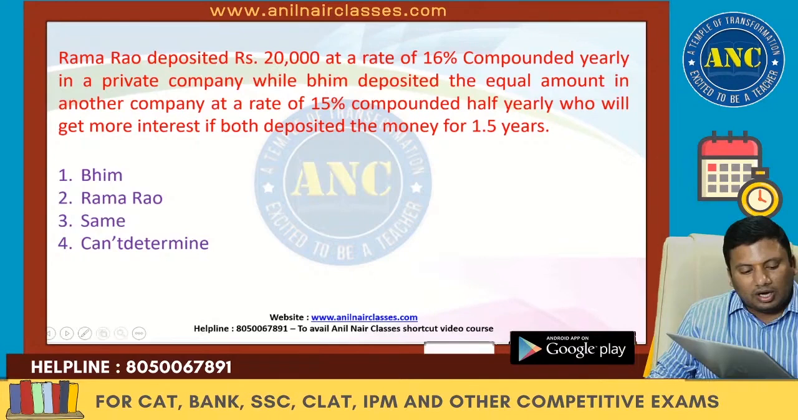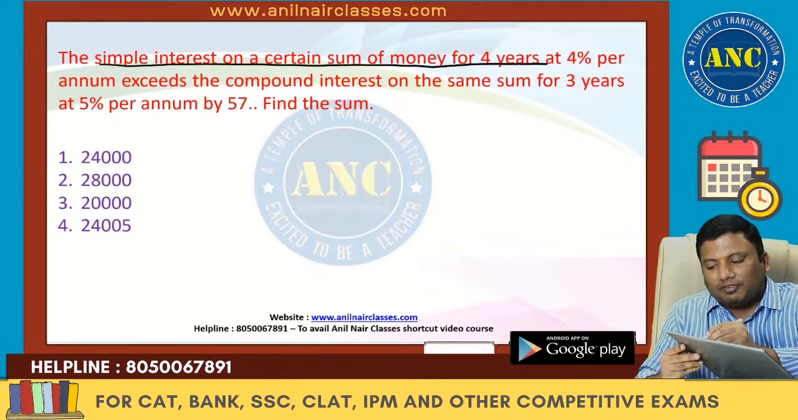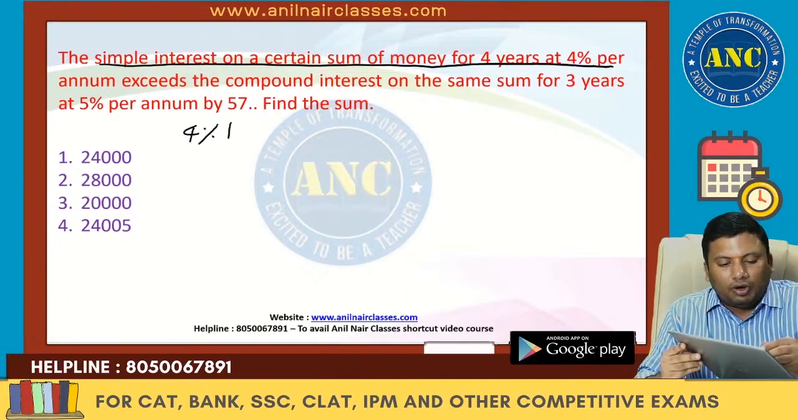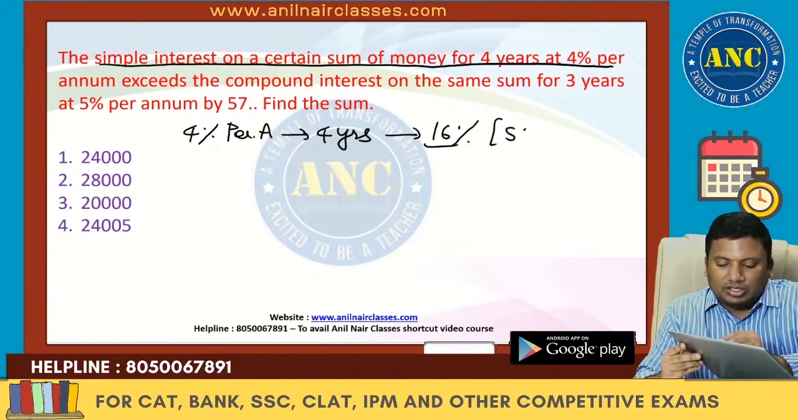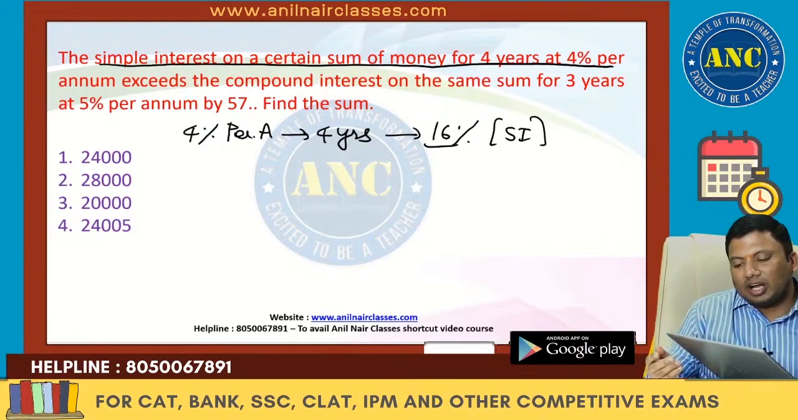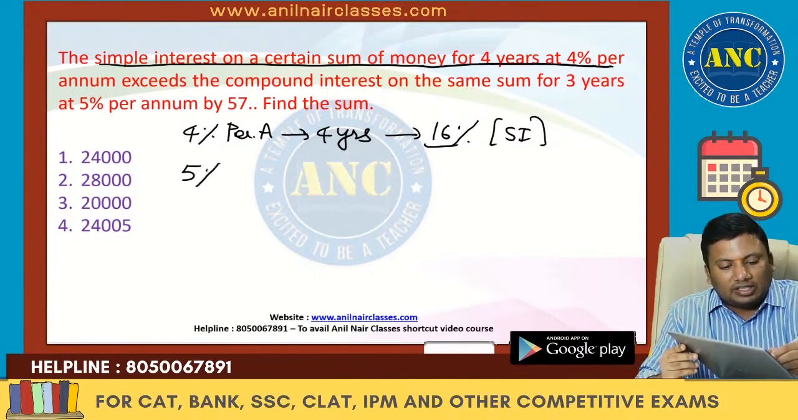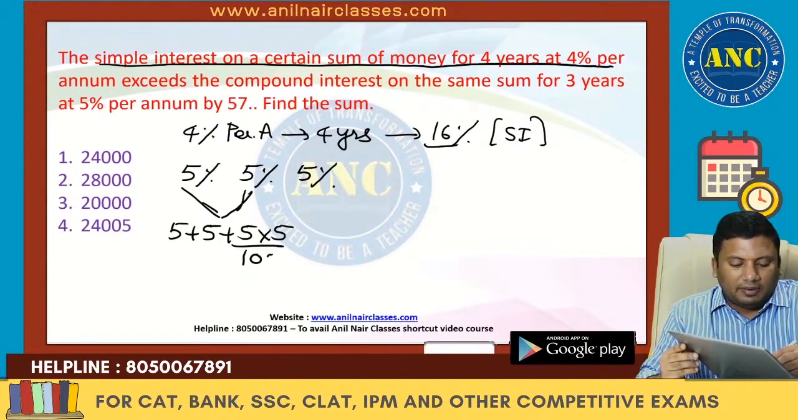This question we have already solved in the previous class. Simple interest on a certain sum of money for 4 years at 4% per annum, so the effective rate of interest is 16% under SI. It exceeds the compound interest on the same sum for 3 years at 5%. These are nothing but A plus B plus A into B divided by 100.